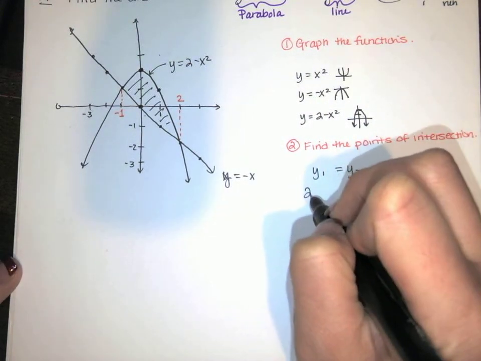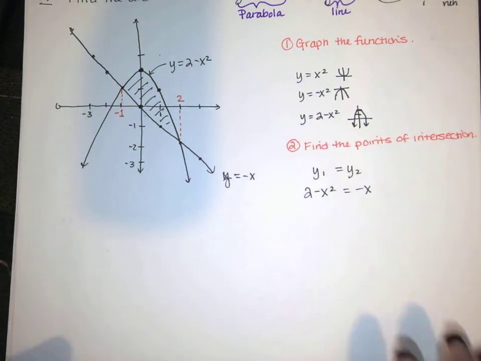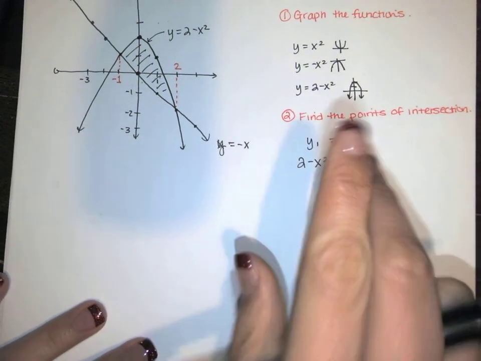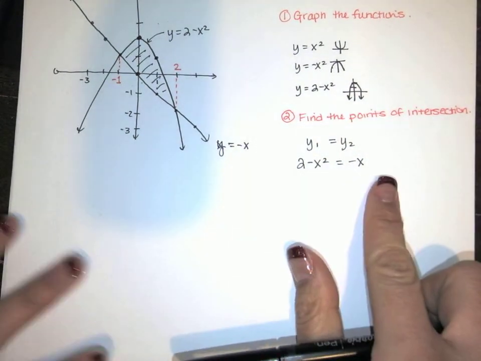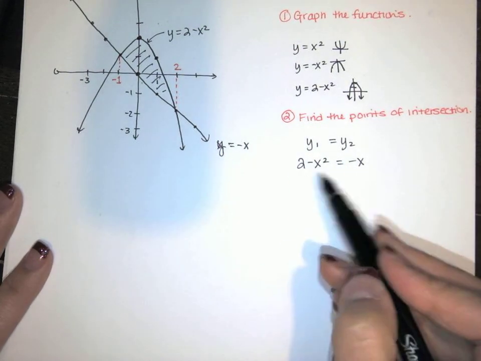Y1 is going to be the top function. Y2 is the bottom function, and this is pretty arbitrary. You could choose whichever one you want. You're setting the y's equal to each other, and now you want to solve for x. I've got a quadratic equation.